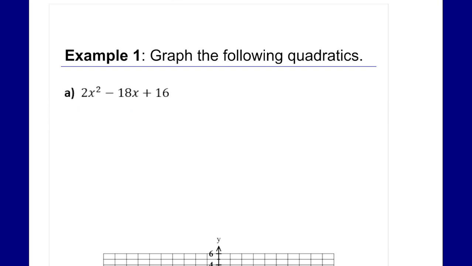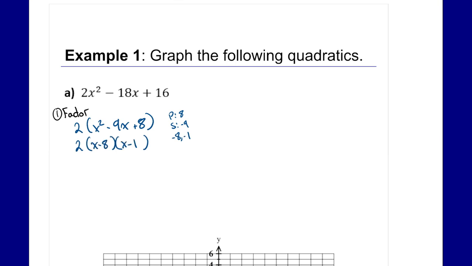Actually, let me just write down the first step. We're going to factor. I'm going to take a common factor of 2 out. I'm left with x squared minus 9x plus 8. So now I'm going to factor the trinomial in the bracket, product and sum. Two numbers that multiply to 8 and add to negative 9. We have negative 8 and negative 1. I don't need to factor the long way because it is a simple trinomial. So I'm going to have two brackets, x minus 8 and x minus 1.